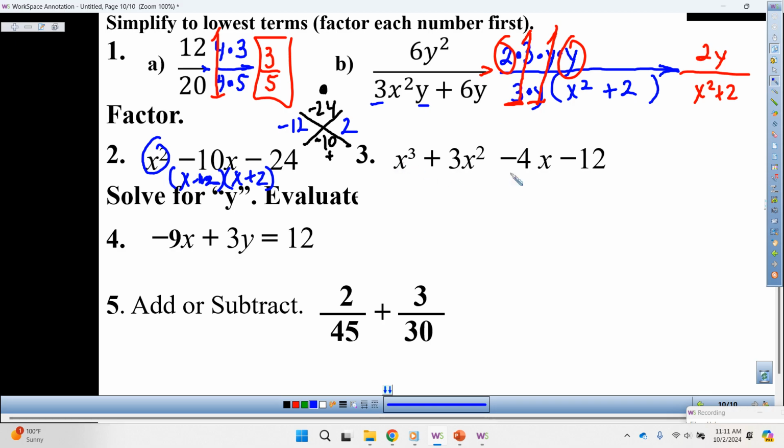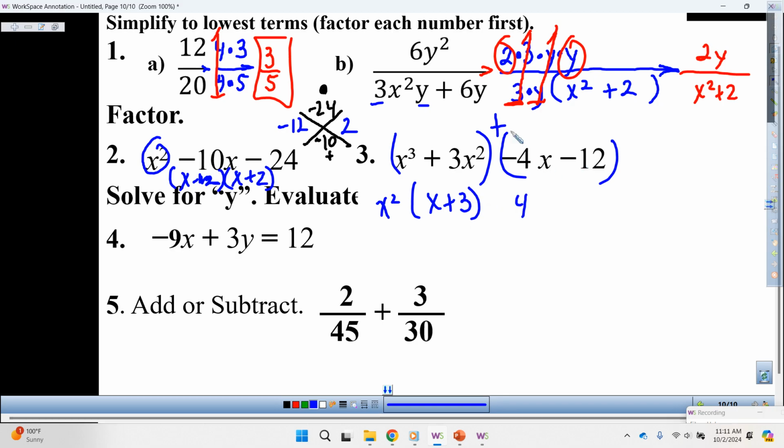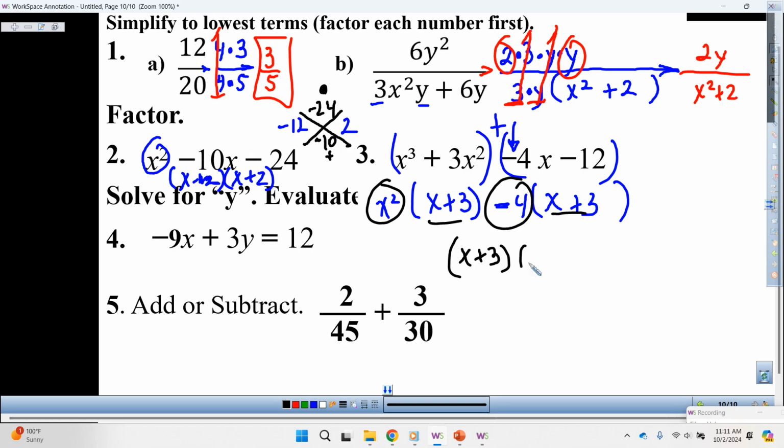Is it in standard form? Yes. Group. GCF for these two is x squared. That leaves us with x plus 3. GCF for these two is 4, but since this one has a negative, it's going to be negative 4. Therefore, negative 4x divided by negative 4, that's positive x. Negative 12 divided by negative 4 is positive 3. So what's the same here and here? X plus 3. What's left? X squared minus 4.